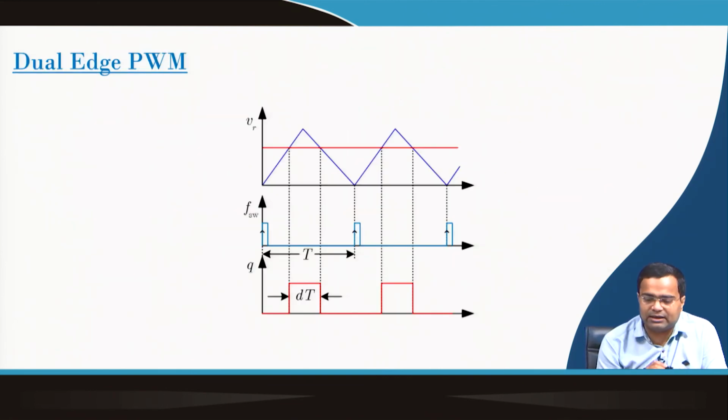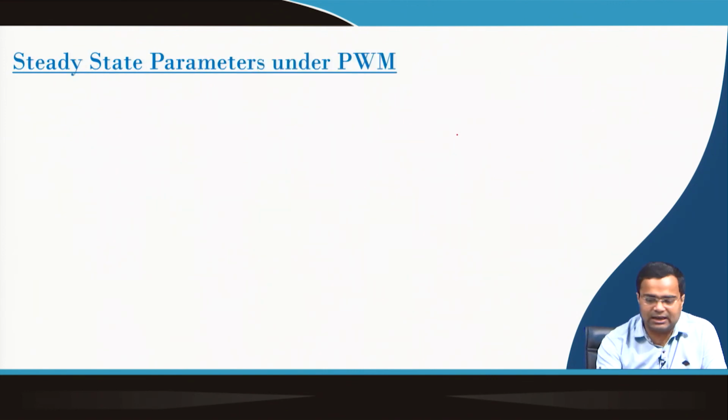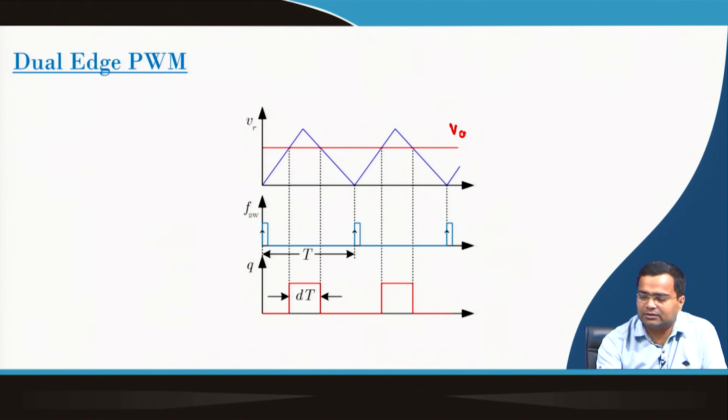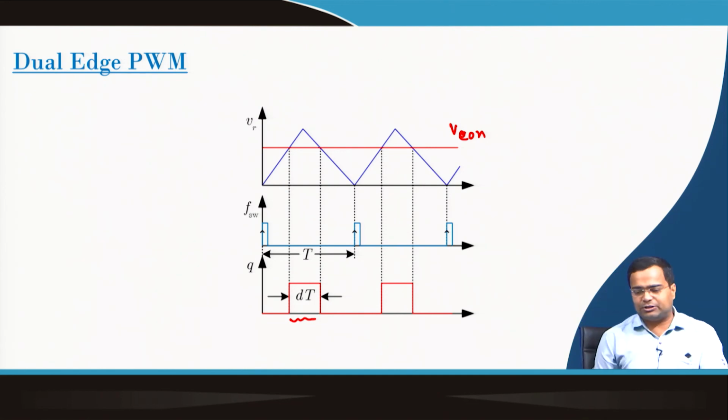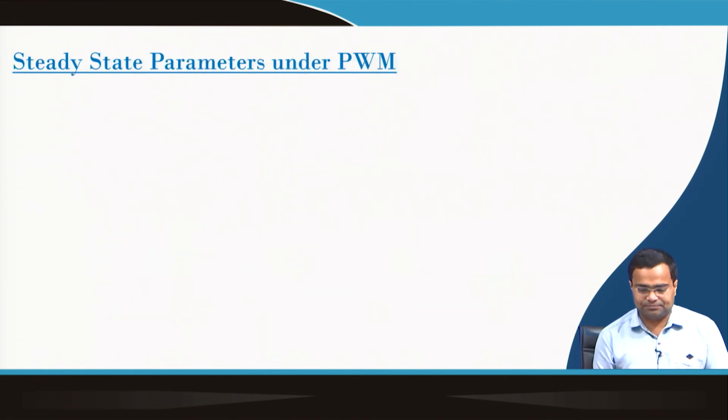The third one that we left is the dual edge, where you can use a ramp signal like a triangular voltage, and this is my control signal. Whenever the control signal is below this sawtooth, it will generate a duty ratio, a high pulse, otherwise it will generate a low pulse. Using this method we can generate the duty ratio, and that is called dual edge modulation.